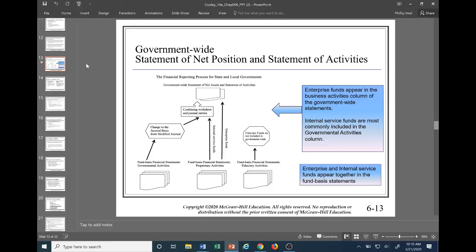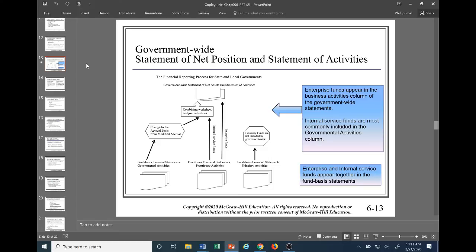So if we look at the bottom portion here, we can see the fund basis financial statements, separated between the governmental, proprietary, and fiduciary. For the governmental activities, when we start preparing the government-wide statements, we need to change to the accrual basis from modified accrual. That will be accomplished through a combining worksheet and journal entries, and we'll get to that later in the semester. But that's the process. Ultimately it will appear in government-wide on a full accrual basis.